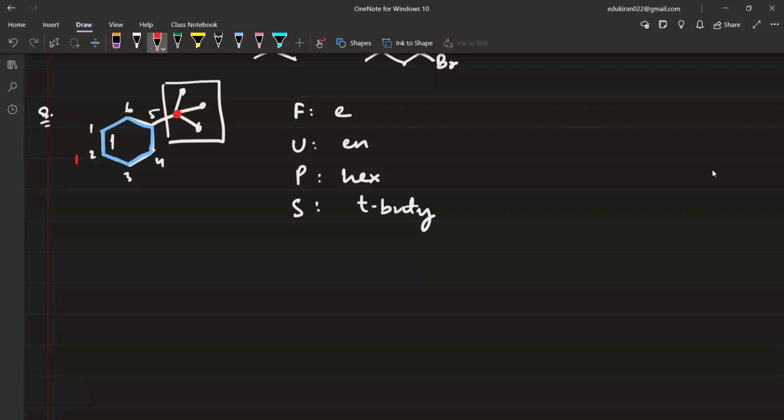Another numbering that I can do is the other way around: 2, 3, 4, 5, and 6. So tell me which one should I do? The red one or the white one? Which one should I do? See, the ene is getting the first. I mean, ene will be one only, right?